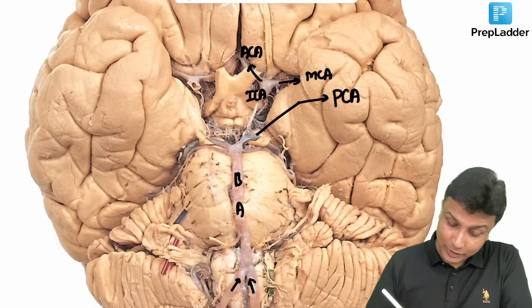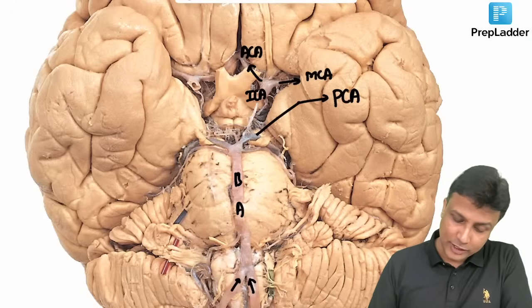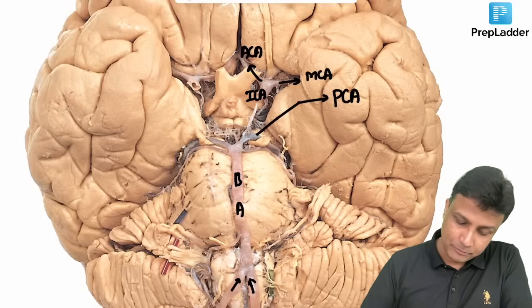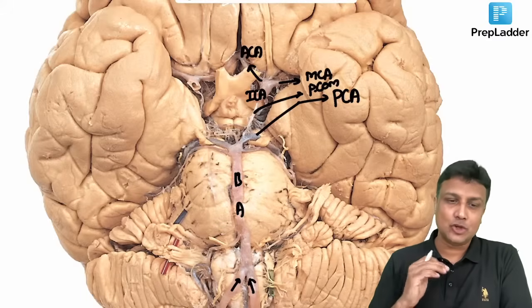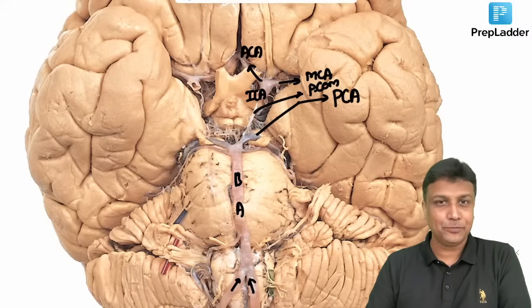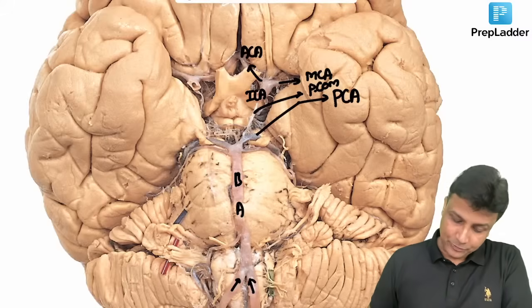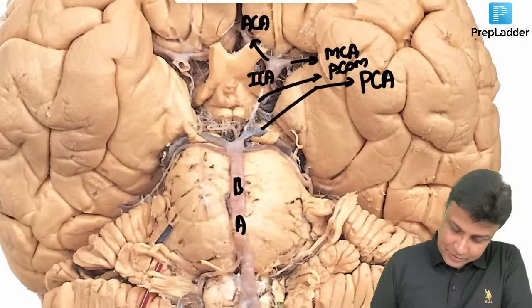Now you can appreciate one more branch here, which is going to come and join with the posterior cerebral artery, that is your PCOM. So this one here will be your PCOM, the posterior communicating artery. The posterior communicating artery will be coming and joining with the posterior cerebral artery. Now once you are done with this, please observe this very carefully.